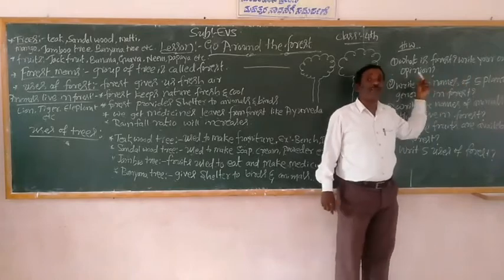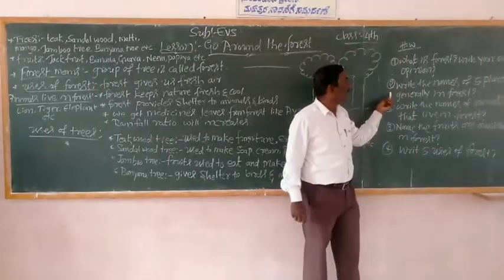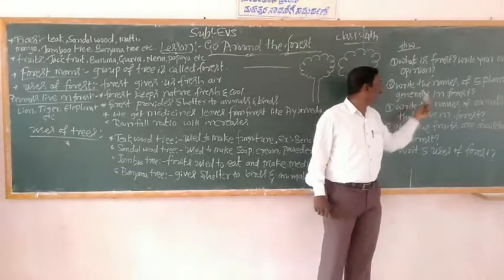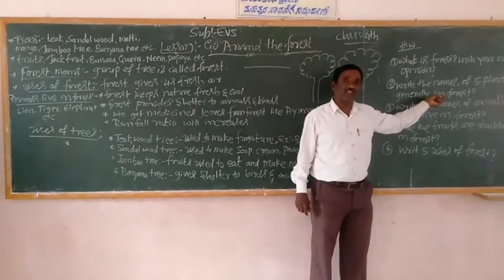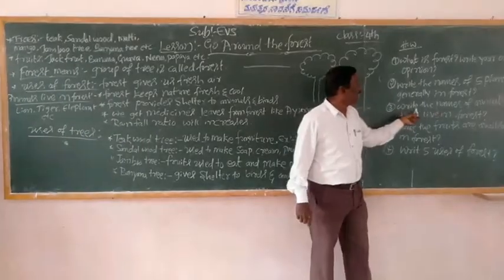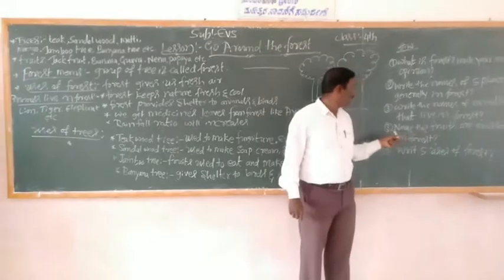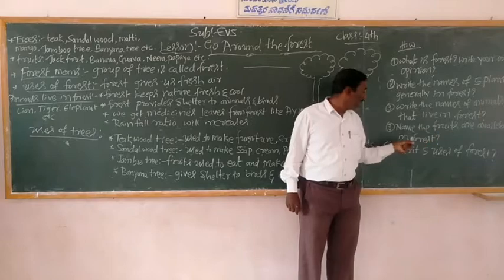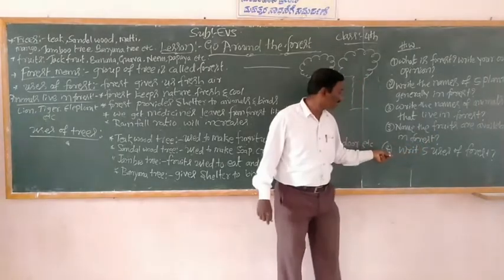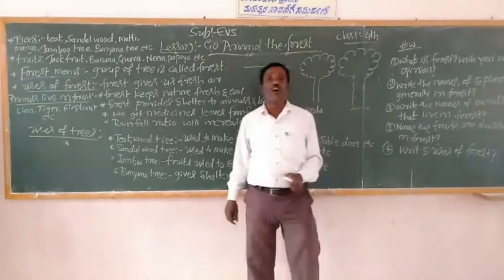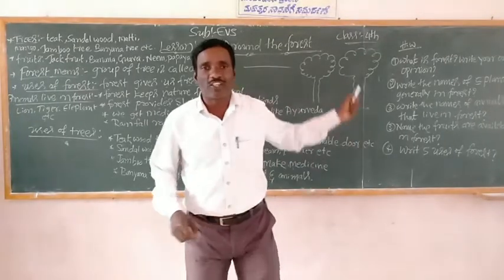Write your opinion. Next, write the names of 5 plants generally found in the forest. Write the names of animals that live in the forest. Name the fruits available in the forest. Next, write 5 uses of the forest. You write these questions and answers.